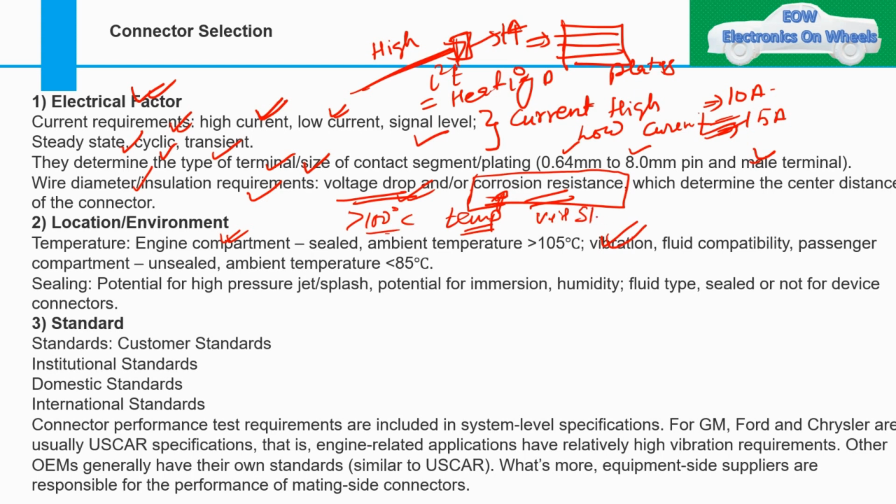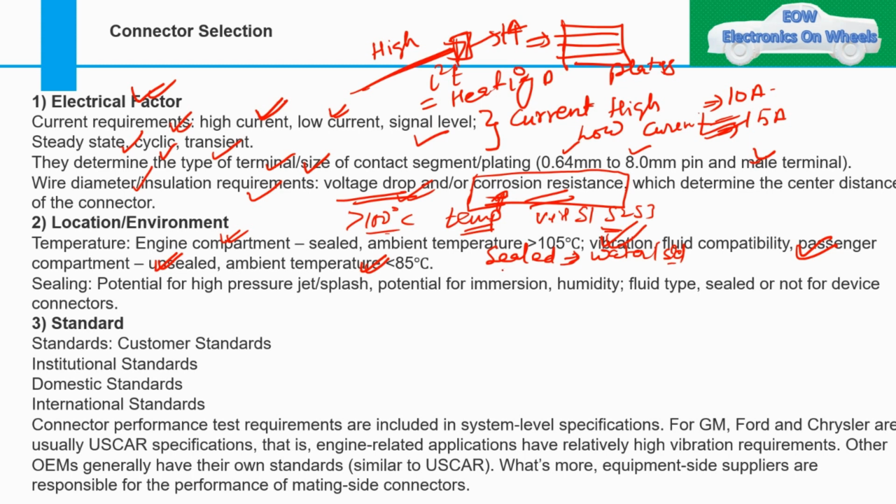Vibration levels are defined with S1, S2, S3. I hope you might be aware, or if you are not aware, I will show it in the next slide. Then when you are choosing for the passenger compartment, you have to use the unshielded connector, because there the ambient temperature is also less than 85 degrees centigrade. So unshielded and shielded are used to protect against water insertion, water or dust.